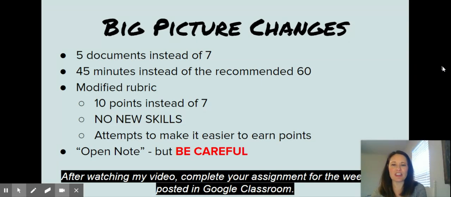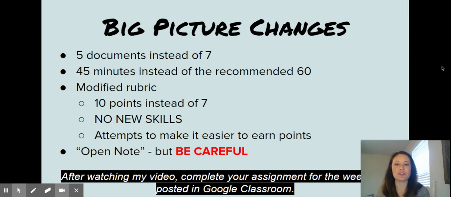So you saw this slide last class period. Big picture changes. The only type of question you will be asked on this new modified AP exam is a modified DBQ. Stimulus-based multiple choice, SAQ, LAQ, those are all gone for this year. And you have 45 minutes to write a 5-document DBQ. This new rubric has 10 points, but no new skills.